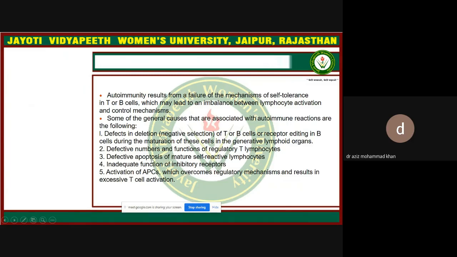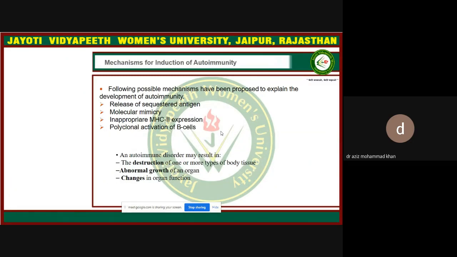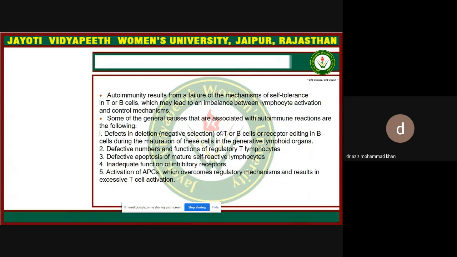Apoptosis means the normal degradation of some old or unuseful cells by the immune system. Other causes are inadequate function of inhibitory receptors and activation of antigen presenting cells, which will identify the self cells as non-self. But an important thing is that the major histocompatibility complex will not identify them as non-self. T and B cells and lymphocytes are involved in autoimmunity.